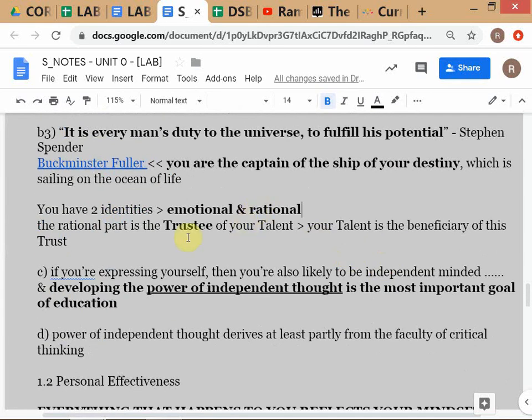So the rational part, as I said, is like a trustee of your talent. Your potential comes from your talent, right? Are you following? Your potential comes from your talent, and your talent has to be exploited. So the rational part is basically like the trustee of your talent. You've heard this term, trustee? A trustee is, you have the trust. You know what a trust is?